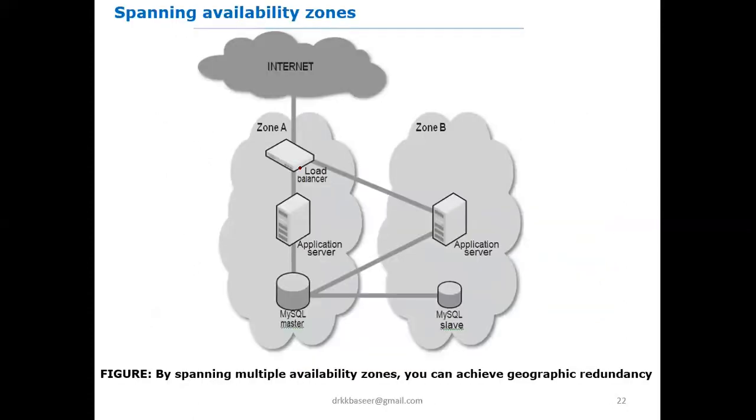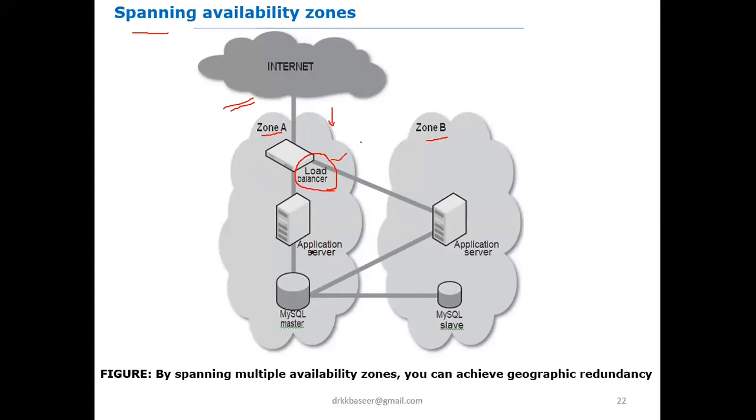Now come to the first subheading under geographical redundancy: spanning availability zones. Spanning means we are distributing over a region. In this example, through the cloud, the internet, we access zone A and zone B, the availability zones. Whenever the load is more on zone A, or there is any loss, the load balancer will take care of that. The load is moved automatically to zone B, or if any failure occurs, the load balancer automatically moves to zone B.